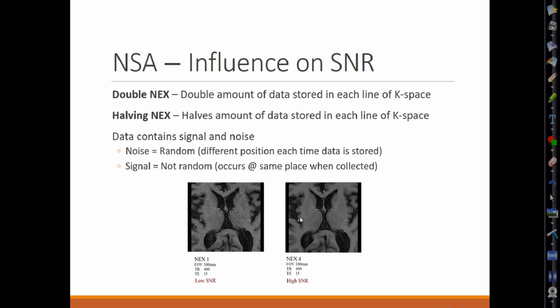So here's 2 different images, axial brain with a field of view pretty small. So since our field of view is really small and we have high resolution, we need to bump up our NEX to get signal back. So here we have a very grainy image with a NEX of 1, and then we bump our NEX to 4, and now we have very high signal.